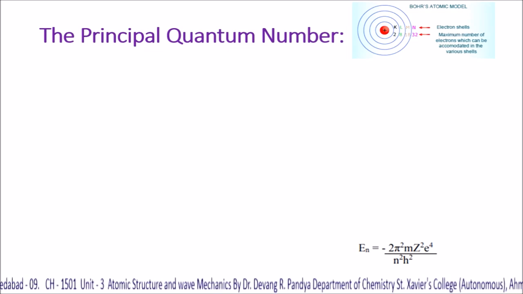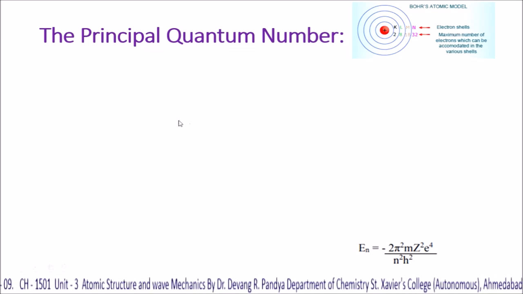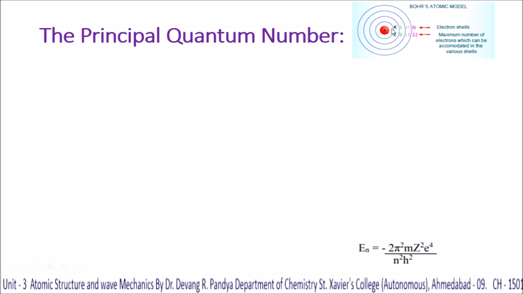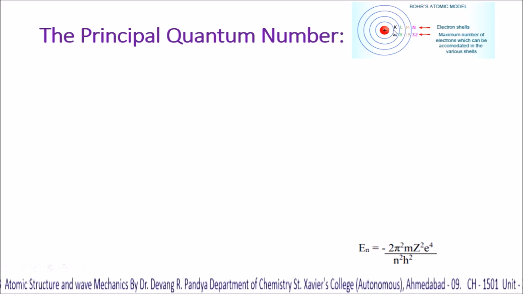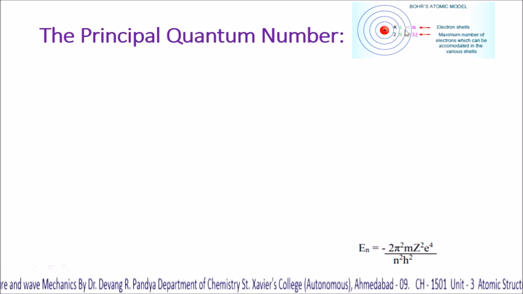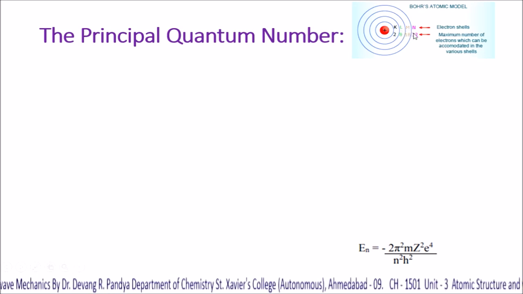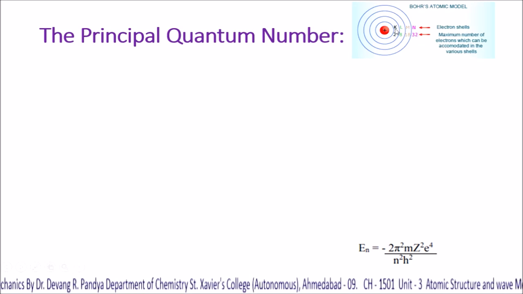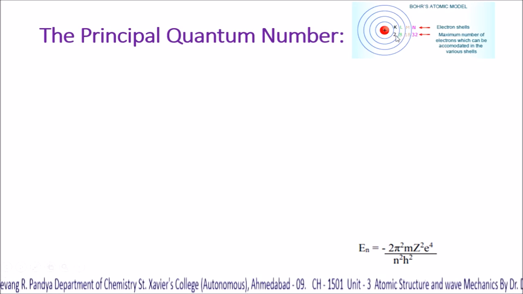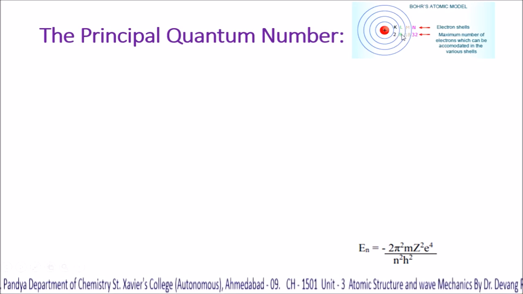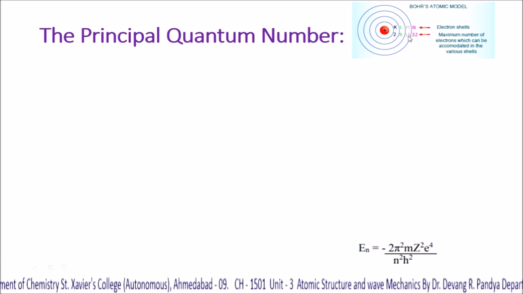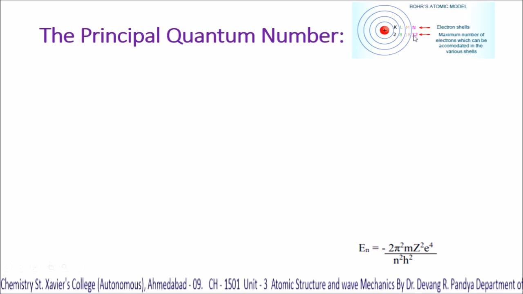Now let's begin with the principal quantum number, which defines the different energy levels from the nucleus. The first energy level is defined as n equal to 1, which is represented as K shell, n equal to 2 is L shell, n equal to 3 is M shell, and n equal to 4 is N shell. That is the way we represent K, L, M, N shells. In the K shell a maximum of 2 electrons can be accommodated. In the L shell we have a maximum of 8 electrons, in the M shell 18 electrons, and in the N shell 32 electrons.